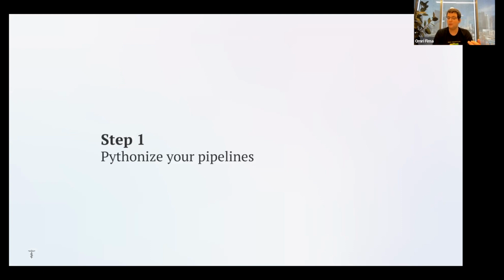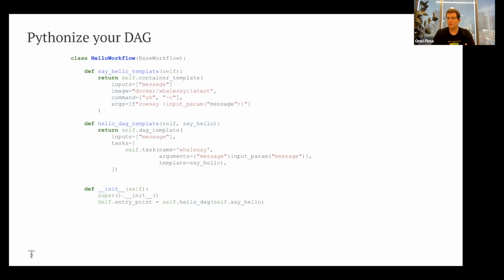So the first step is to Pythonize our pipelines. Basically, we took this YAML and we created a very thin wrapper built on Python. With this wrapper, we're building our pipelines in Python and then compiling them back to YAML. There are actually several ways to do that. And the neat part here is that this code is relatively familiar. We understand how to work with it.